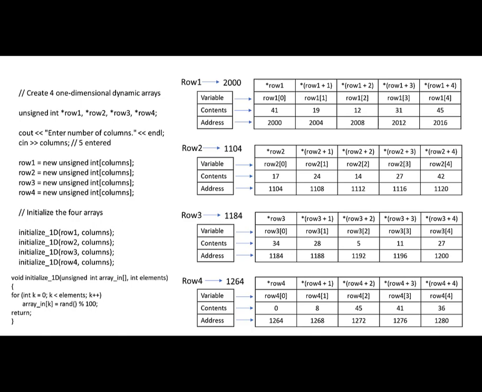So when we execute the new unsigned integer and we have the 5 columns that I entered, then we call the initialize function. Then this is what we get in memory. These 4 groups of 5-element arrays, we have 4 one-dimensional arrays with 5 elements, are stored in memory at some location. So we will use these 4 one-dimensional arrays coming up when we get back to the program.